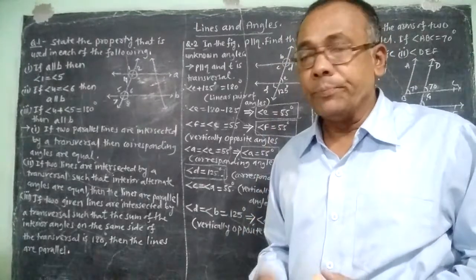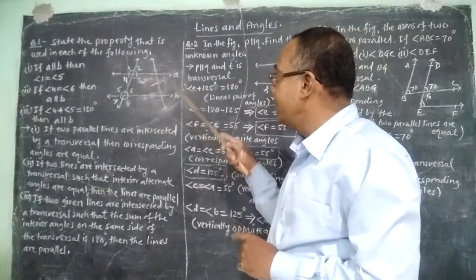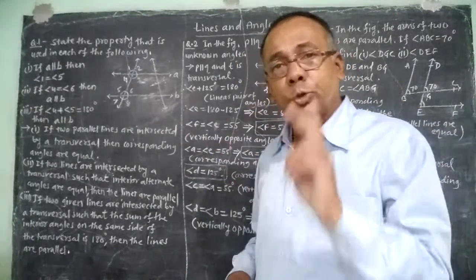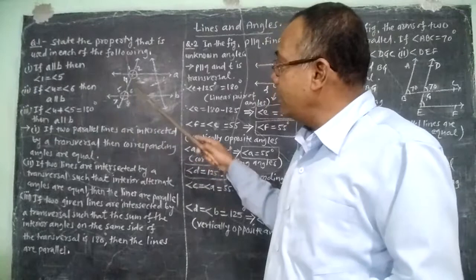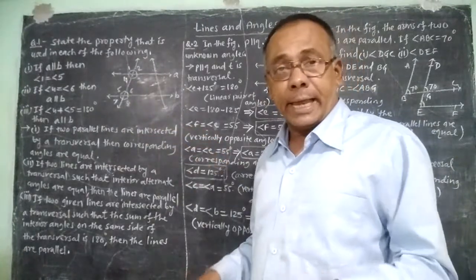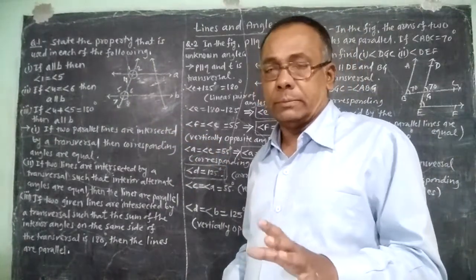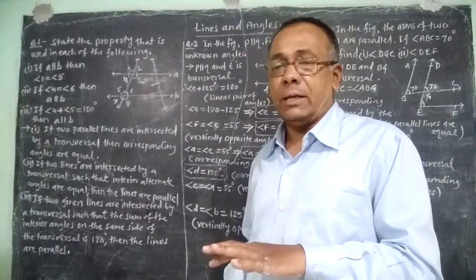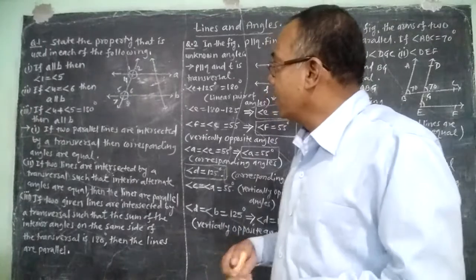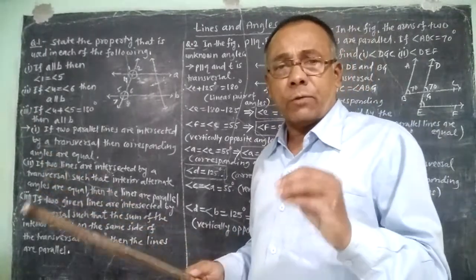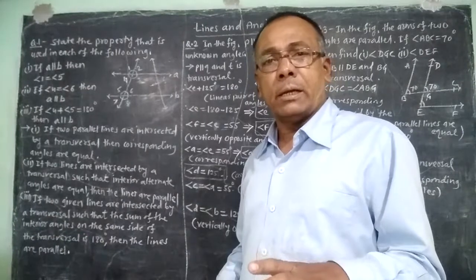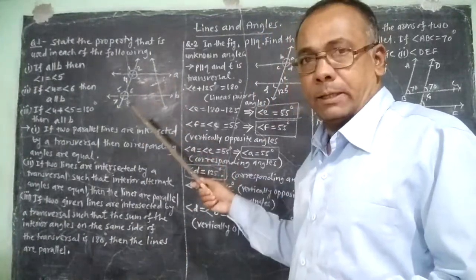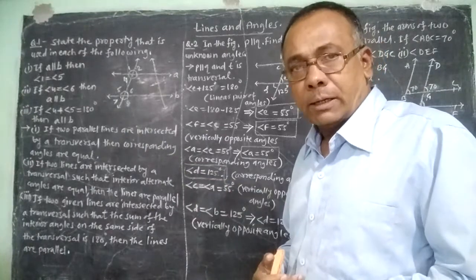And we know that if the two lines A and B are parallel, then due to the transversal of the two parallel lines, the alternate interior angles are always equal. Or vice versa, if any one pair of alternate interior angles is equal, then the two lines are parallel.